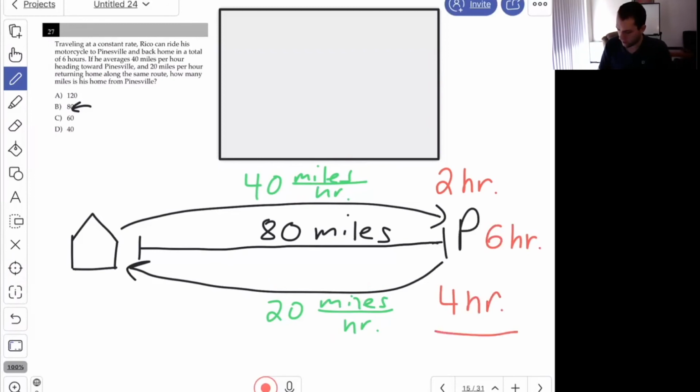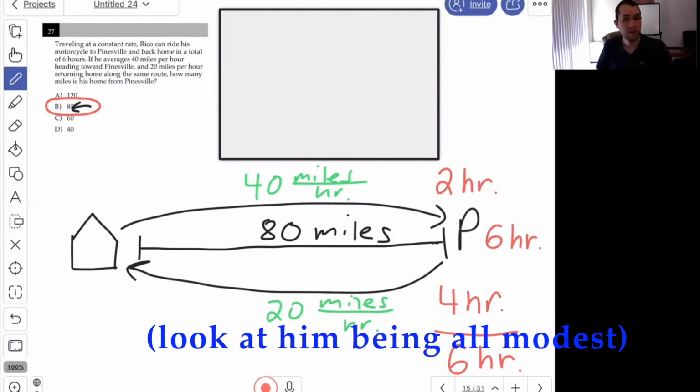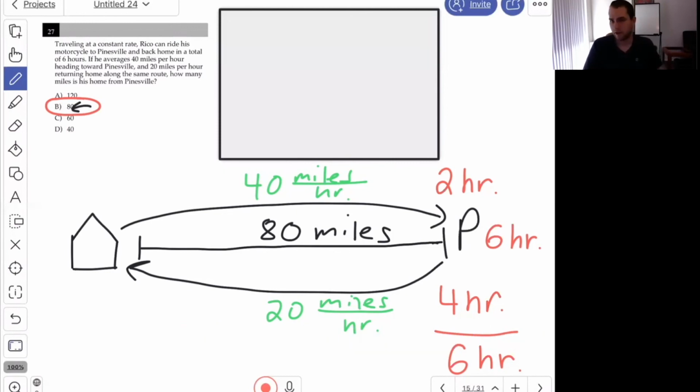Our total number of hours driven is 2 plus 4. That's exactly what we wanted, 6 hours. And we end up being correct. Choice B is our right answer. I can't even imagine how difficult and ugly the algebra here is. I don't even want to bother. The backsolve is much prettier and works a whole lot nicer. That's how we end up with choice B.